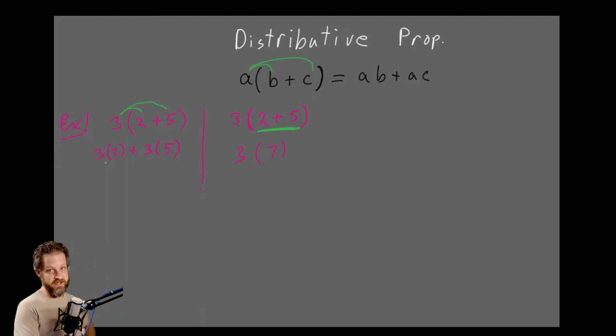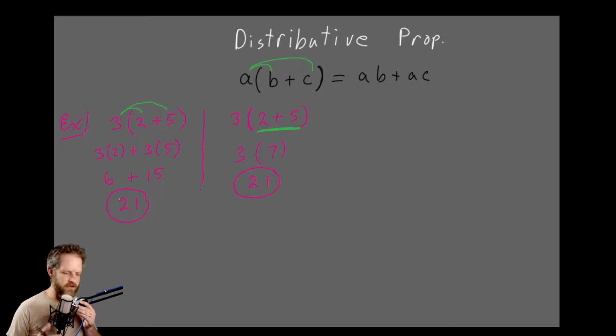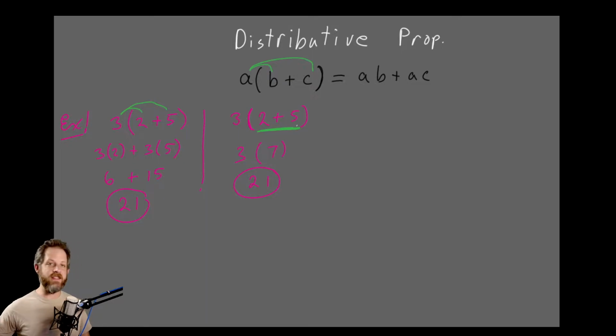And it's not always numbers. Sometimes we've got letters. 3 times 2 is 6, and 3 times 5 is 15, so 6 plus 15. And then jumping back over here, 3 times 7 is 21. And surprise, surprise, lo and behold, 6 plus 15 is also 21. So this example is proving that it does work. You can distribute it and do it that way, or you can do order of operations and you get the same answer either way.